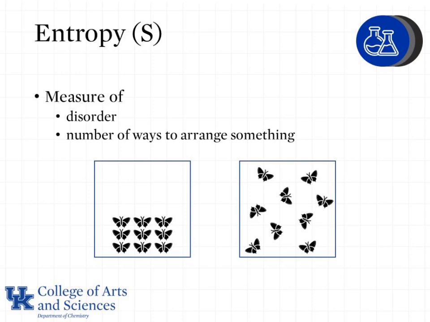Entropy is another thermodynamic property that gives us a way of measuring the disorder in a system. We can also think about this as the number of ways to arrange something. Looking at the two boxes on the bottom, we see that they both contain 9 butterflies. On the left, we see a very ordered and systematic arrangement of the butterflies. On the right, we see that the butterflies are all in different directions and are spread throughout the container. The system on the right has a greater entropy than the system on the left.